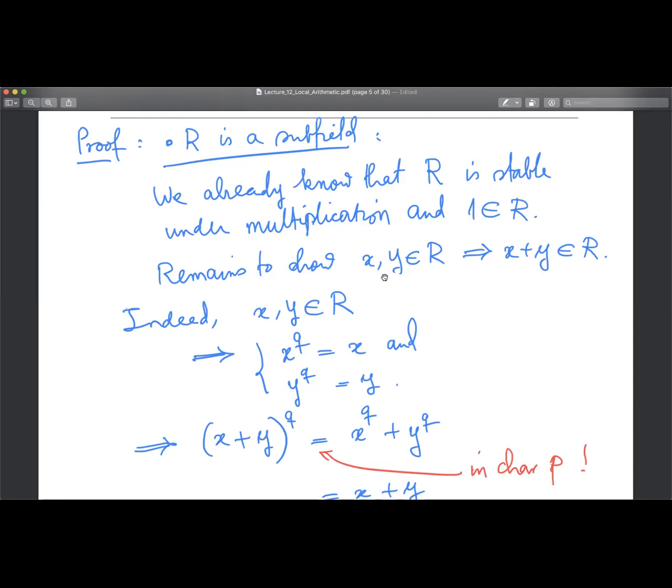And in order to show that it's a subgroup, you have to show that if two elements belong to it, then their sum also belongs to it. Maybe you want to show that 0 belongs to it, but 0 belonging to R is clear, because it's easy to see that 0 is actually equal to omega of 0. So 0 is in R.